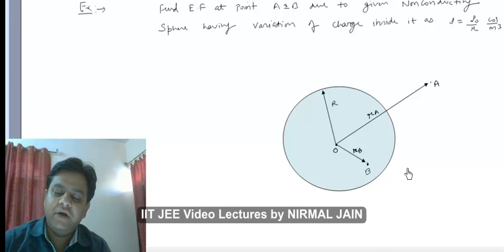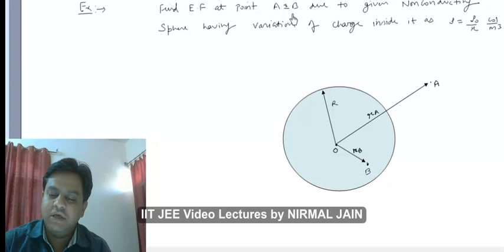Here we are going to find the electric field at 2 points, A and B. Point A is outside the sphere of radius r, and point B is inside the sphere of radius r. But in this sphere, which is non-conducting, the charge is distributed as rho equal to rho naught by x, where rho naught is a constant.